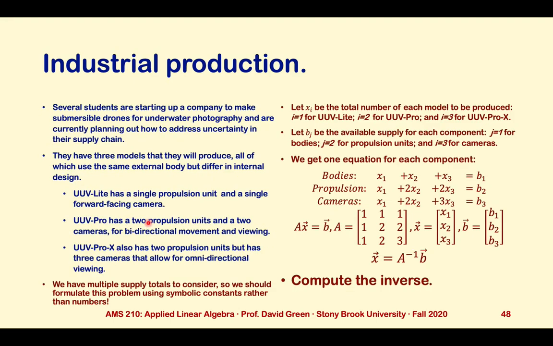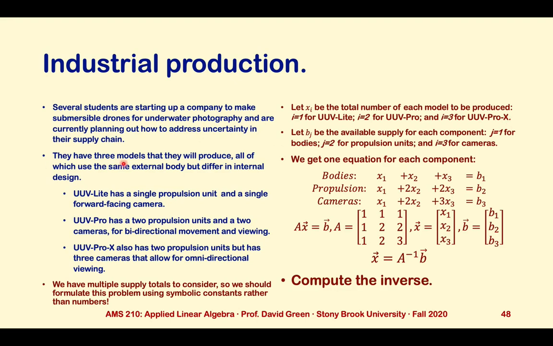The first step in a problem like this is always formulating the mathematical model, and an important first step in formulating a mathematical model is defining the variables. In this case, one of the key unknowns is how many of each unit should be produced. We'll set x_i to be that value, where i equals 1 for the light version, i equals 2 for the pro version, and i equals 3 for the Pro X version.